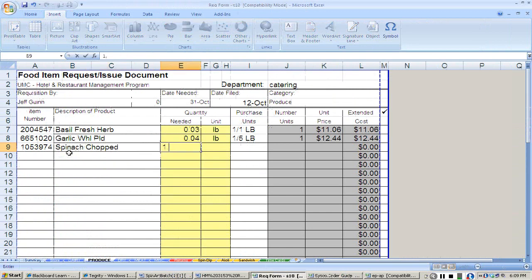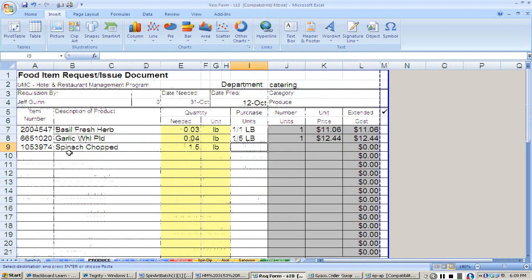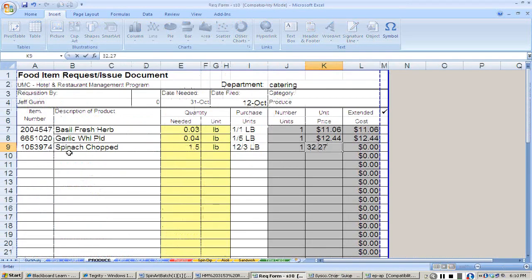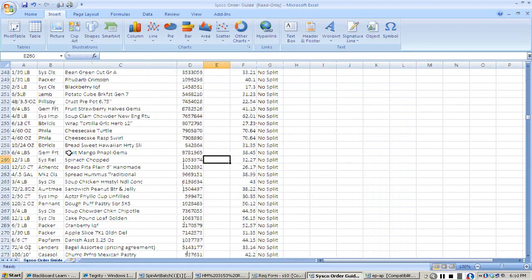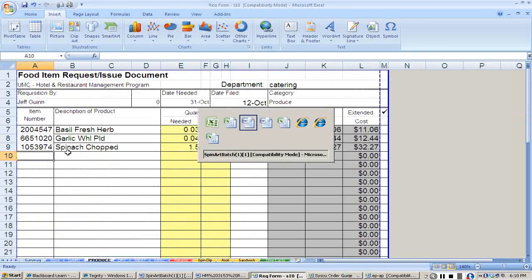I need 1.5 pounds. It comes as a box of 12 3-pound blocks. I'm just going to need to buy one of those, and it's going to cost $32.27. Next up, 19 ounces of canned artichoke hearts. Canned artichoke, so it's a dry good.